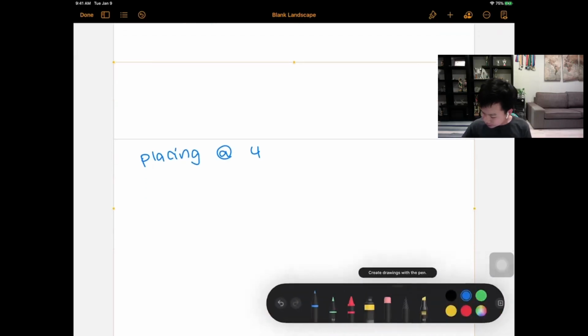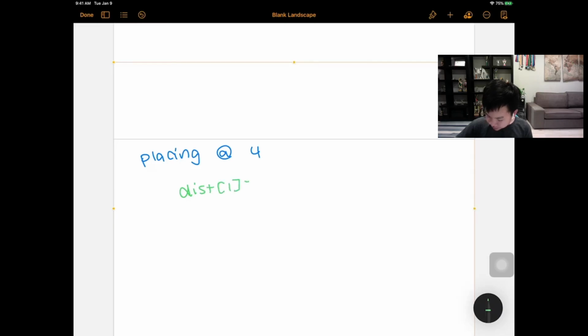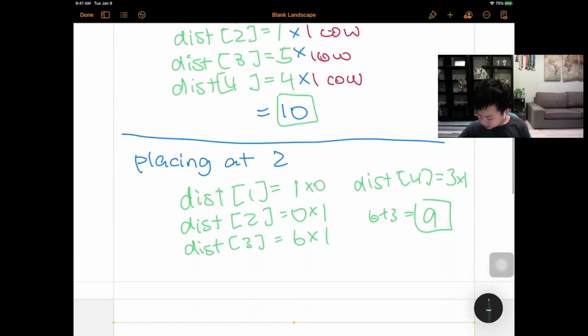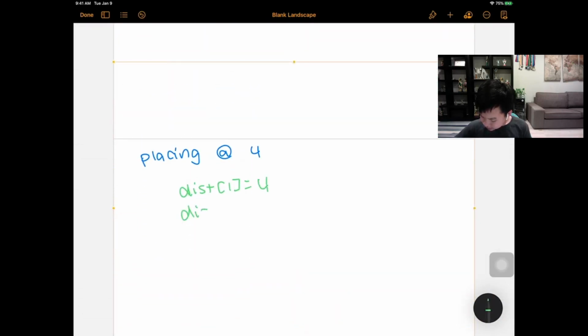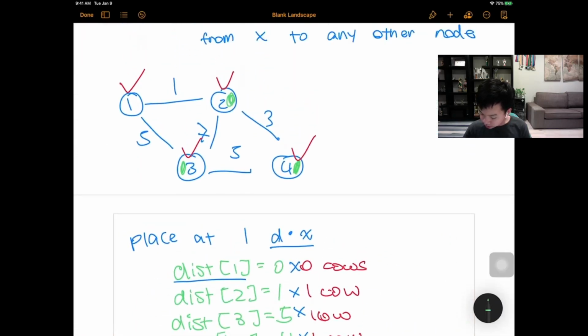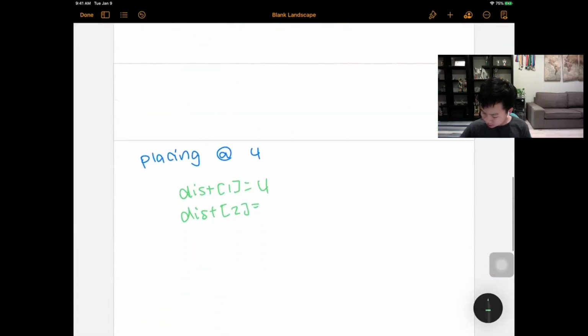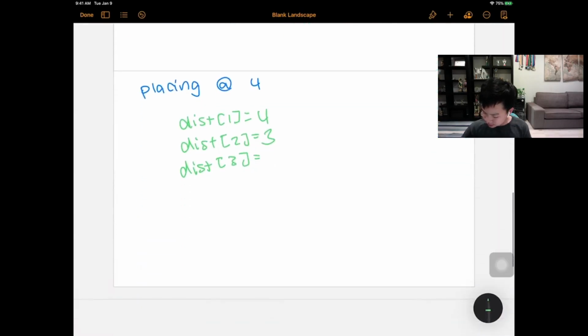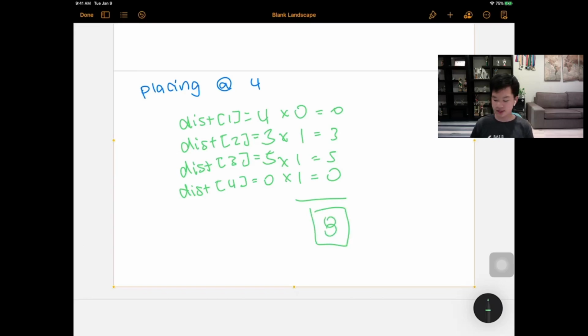All right. So then your distance of 1 would be equal to, let's look up here, a total of 4 units of distance. Distance of 2 would be equal to a total of 3 units of distance. Distance of 3 would be equal to 5 units of distance. And distance of 4 would be equal to 0. So then again, you multiply this by 0, by 1, by 1, by 1. You would get 0, 3, 5, and 0. You sum it up, you would get 8, which is your optimal answer in this case.